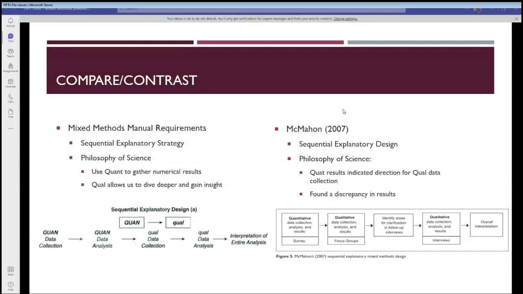Looking at the study that we highlighted, the philosophy of science shows that the quantitative results indicated the direction for the qualitative data that they conducted during their interviews. However, there was a discrepancy between those two results.